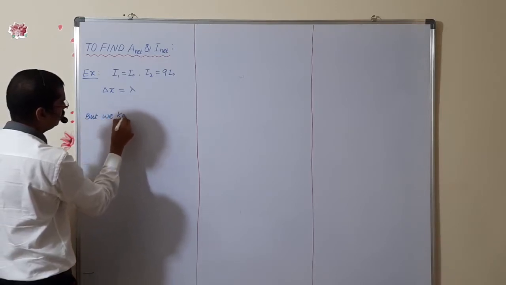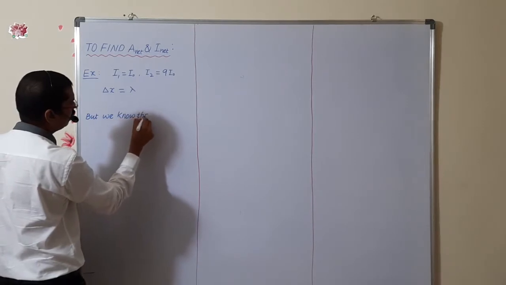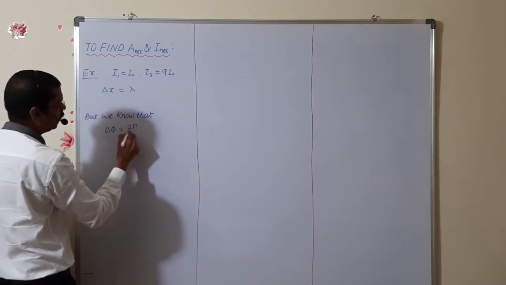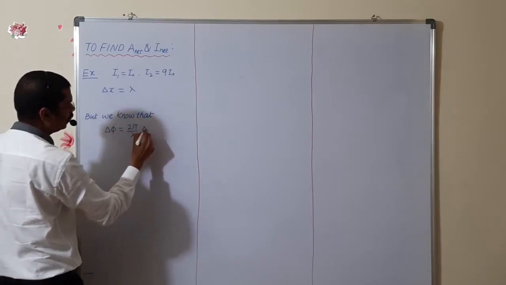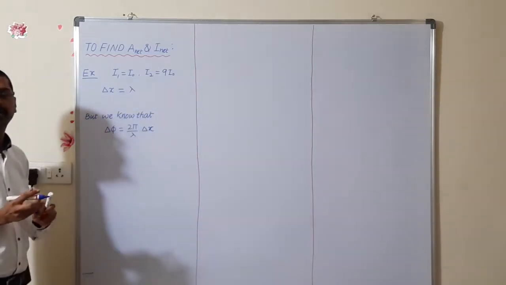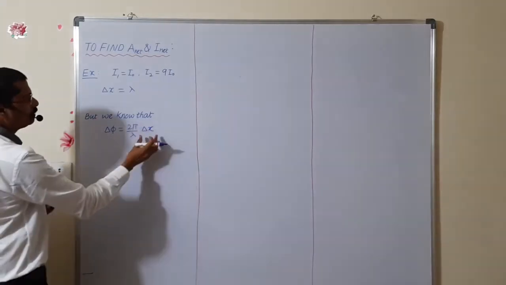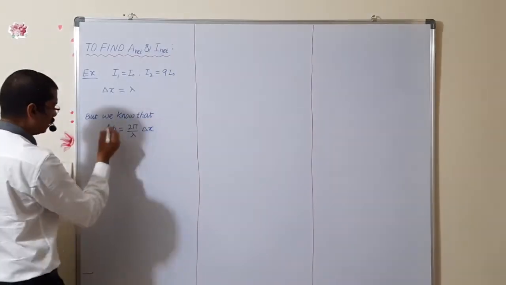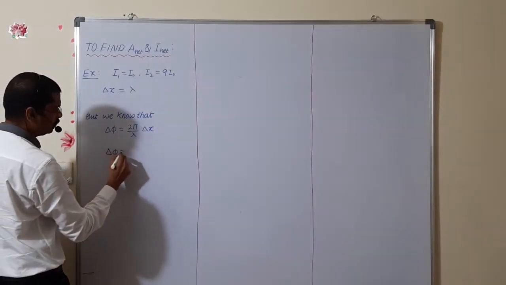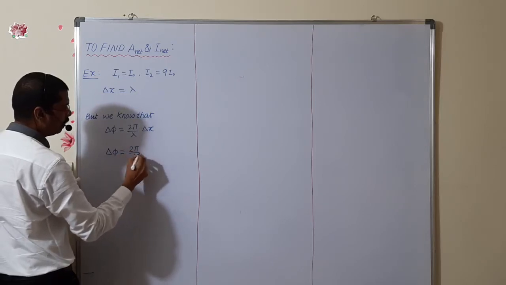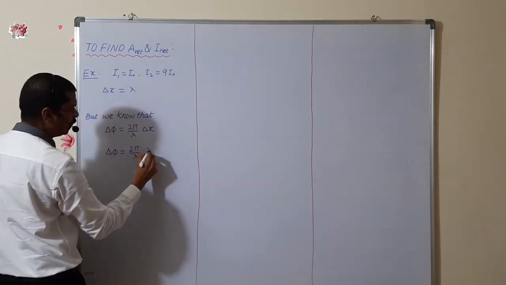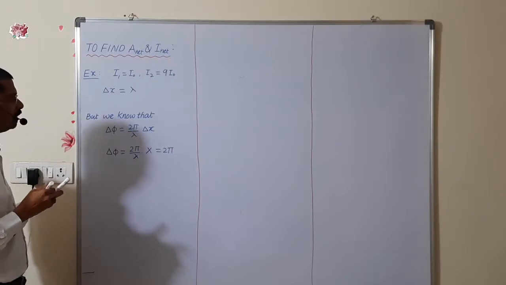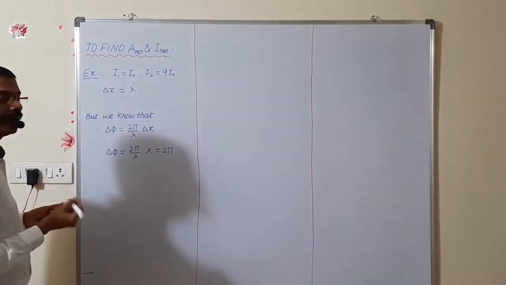How can we find it here? We know that phase difference is equal to 2 pi by lambda times delta x. This is the relation between phase difference and path difference. By using the path difference, we can find the phase difference. Delta phi equals 2 pi by lambda into delta x, which is lambda. Lambda is cancelled and the phase difference is 2 pi. Then we can find I net and A net.